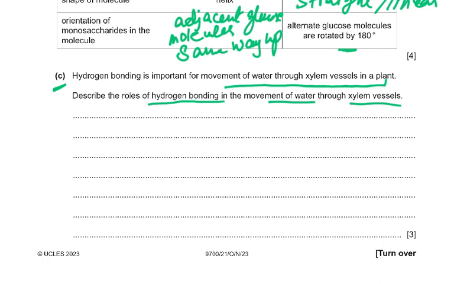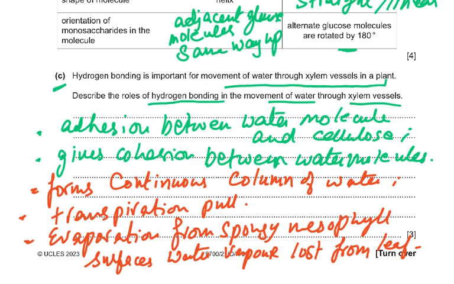Transpiration pull. Now, why is there transpiration pull? Because the water evaporates from the spongy mesophyll cell surfaces, and that results in a tension, and that results in the water being pulled up. So the wording: adhesion between water molecules and cellulose. Hydrogen bonding gives cohesion between water molecules, forms a continuous column of water. Transpiration pull, evaporation of water from the spongy mesophyll cells, and water vapor lost from the leaf.